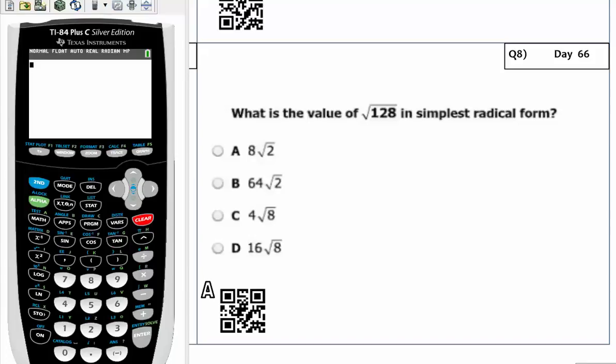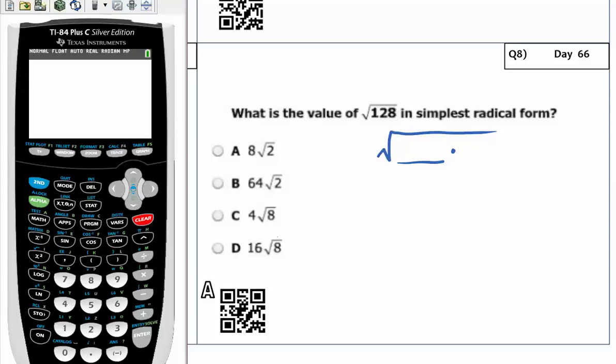This question is asking what the square root of 128 in simplest radical form is. So what I'm going to do is break 128 apart into two factors, where the first one is a perfect square because it's a square root, and the second is whatever's left over. So I'm going to look down here.